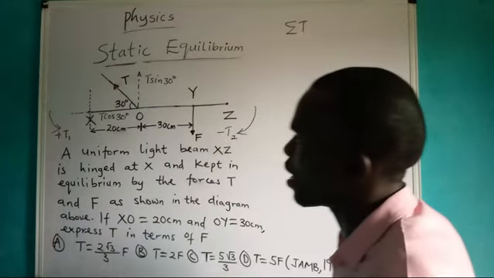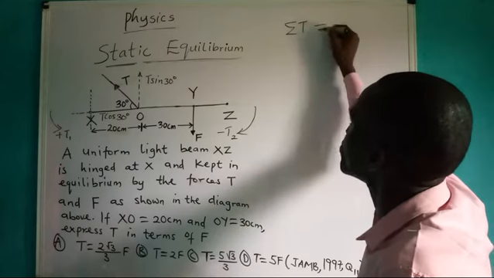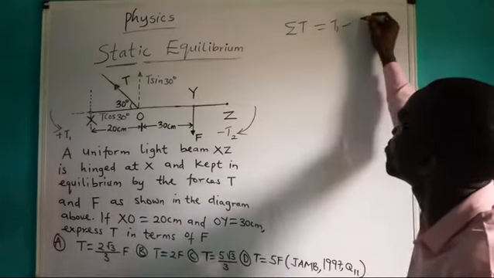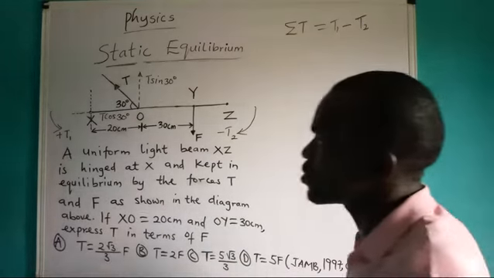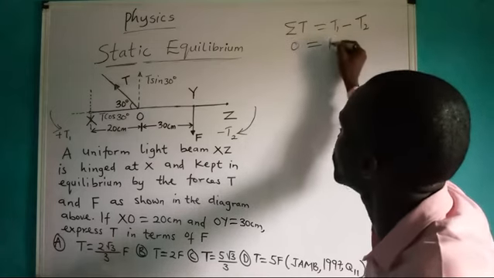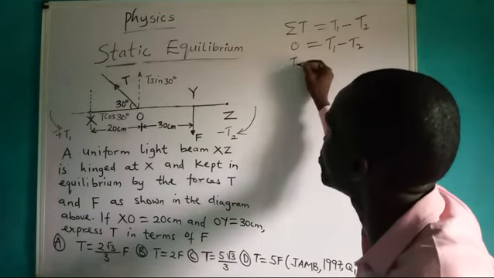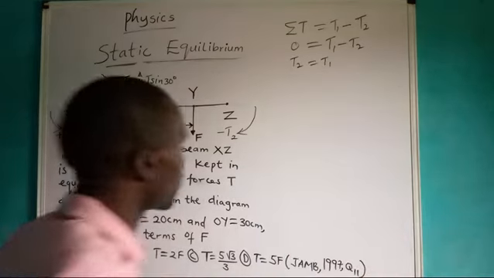And the sum of the torque now, which one is positive in this one? T1 is positive, and this one is negative. Therefore, I will have minus T2 here. Don't forget, according to the conditions, that the sum of the torque must be 0. Therefore, I will have T1 minus T2. Now take T2 over, it becomes T2 equal T1. Okay, you can see we are already getting what we wanted there.